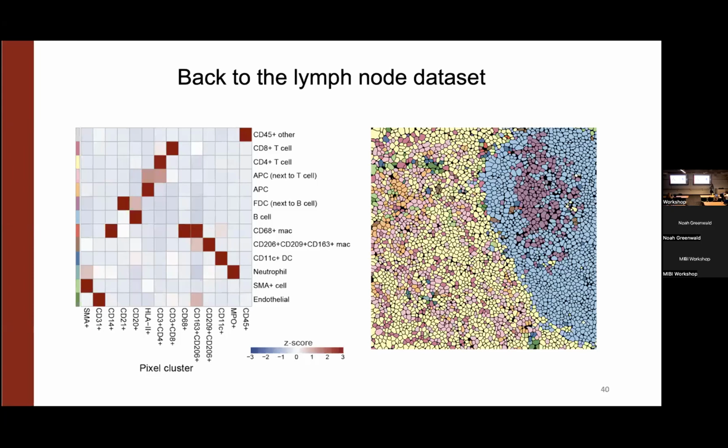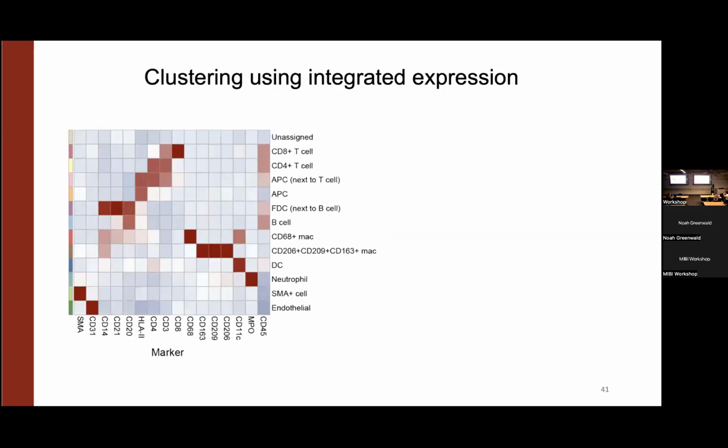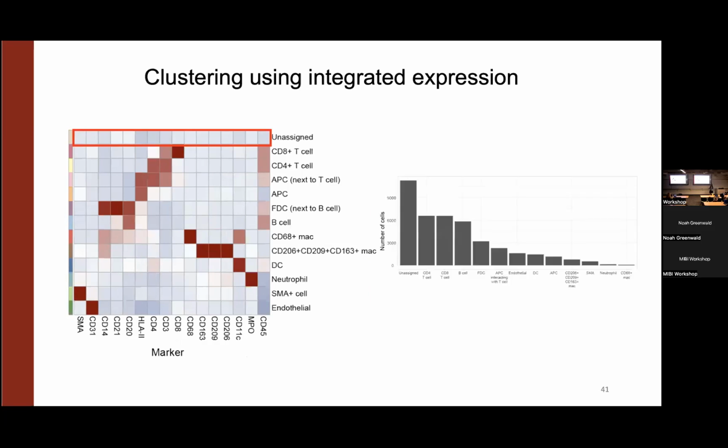In comparison, I ran the same data through the way we used to do it using integrated expression, and this is the heat map resulting from that. In these heat maps, again, the rows are the cell phenotypes, but the columns here are marker expression, the integrated marker expression for that cell. The most important thing to note here is that you get this large unassigned cluster. If you look at the number of cells assigned to each of these clusters, you'll see that the unassigned cluster is actually the largest cell cluster. Under this paradigm, we would go into this unassigned cluster and try to manually figure out what these cells are. Again, we would get there in the end, but it would just take a long time.